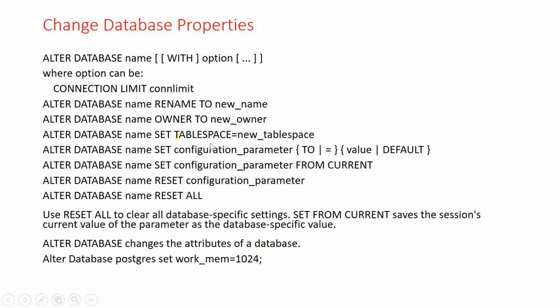Then you can change your tablespace at a database level. You can change different configuration parameters. You can also reset all the parameters in one go. Just like you have changed a lot of parameters, now you're a bit confused and you want to go back to the default settings. That you can do: just say alter database, reset all, and all the parameters will be reset. You can change your work memory, and reset all will work at all levels, like database, user level, everywhere.